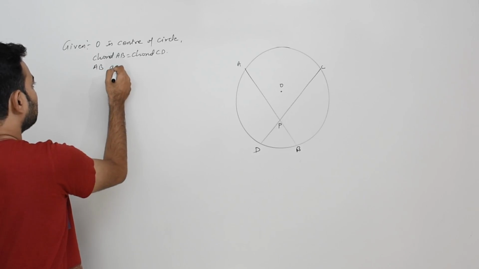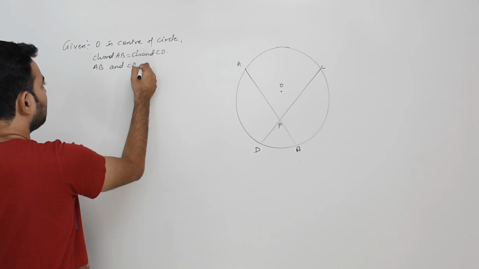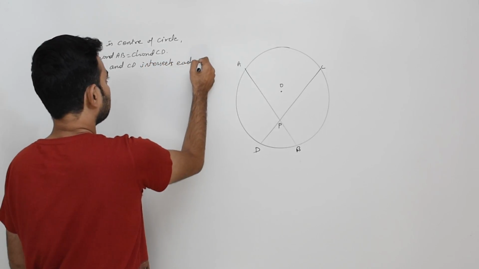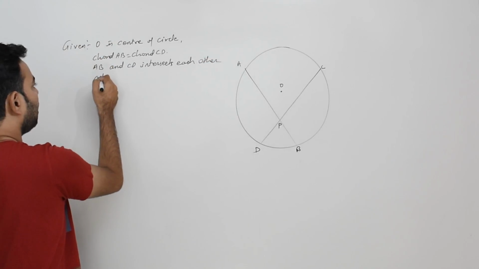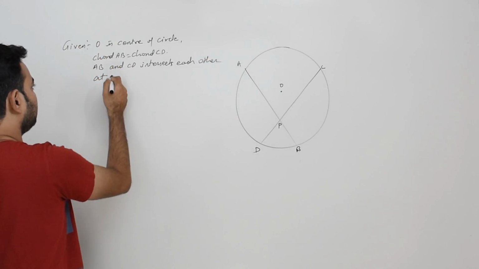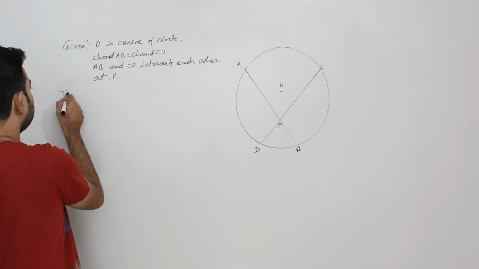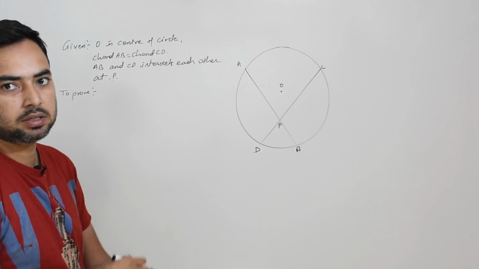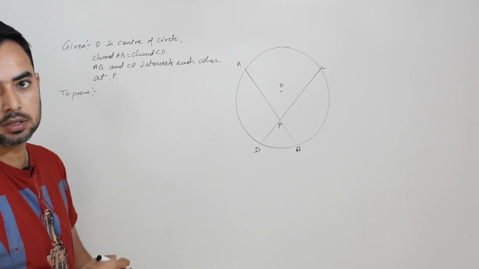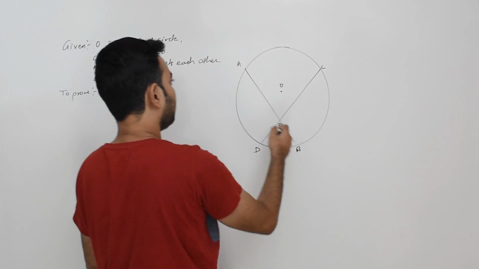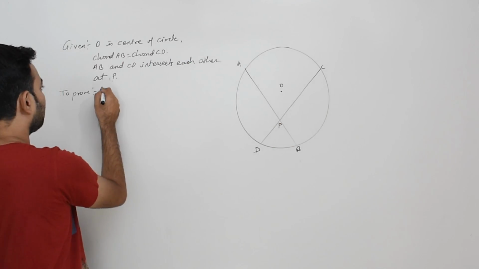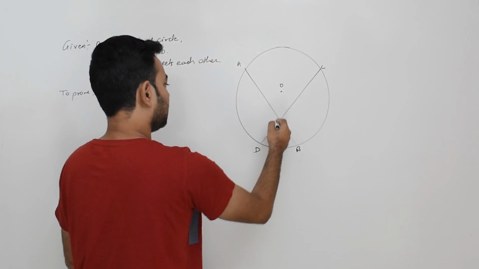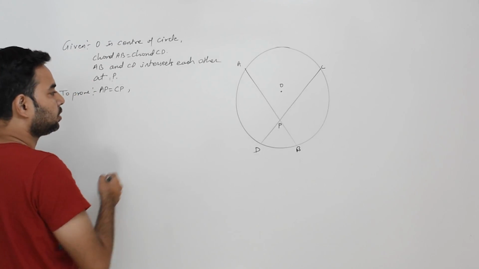AB and CD intersect each other at P. Then you have to prove that the corresponding segments formed by the intersecting of the chords are equal. It means that AP will be equal to CP, and then we have to prove that iska corresponding, it means BP equals DP.